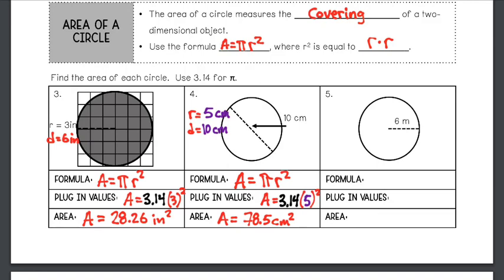Number 5. We go ahead and find the radius and the diameter. Is this a radius, diameter, or circumference that's given? Alright, that one right there is a radius of 6 meters, so that means the diameter has to be 12 meters. The formula for the circle, area equals pi times radius squared. We plug in those values. We're going to use the radius, 6, so I get area equals 3.14 times 6 squared in your calculator, and we're going to get area equals 113.04 meters squared.